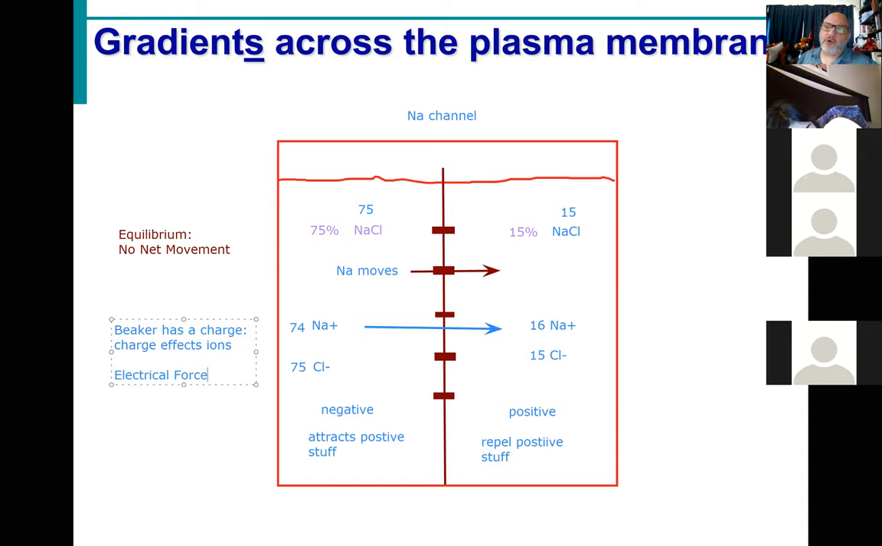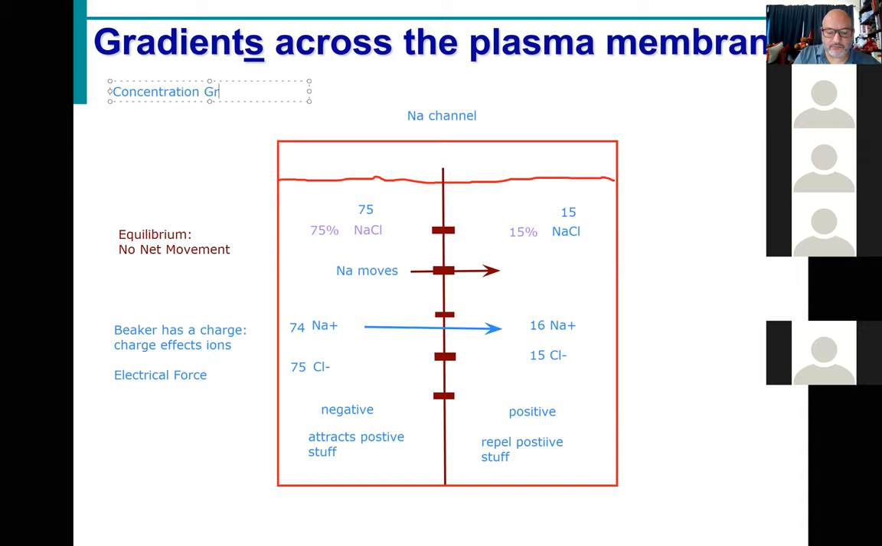So when we talk about what influences something to move, like sodium, like chloride, like potassium, there isn't just one gradient, there are two gradients. There is the concentration gradient, and that concentration gradient we can call the chemical force. And we have an electrical gradient, or what we can call the electrical force.